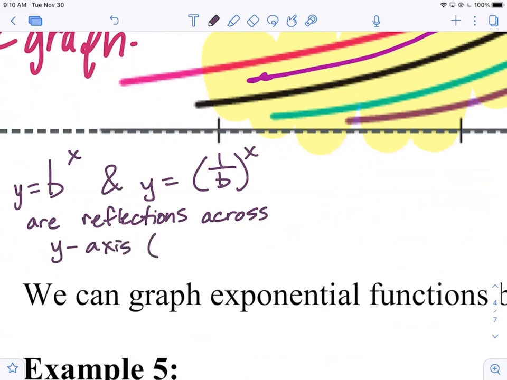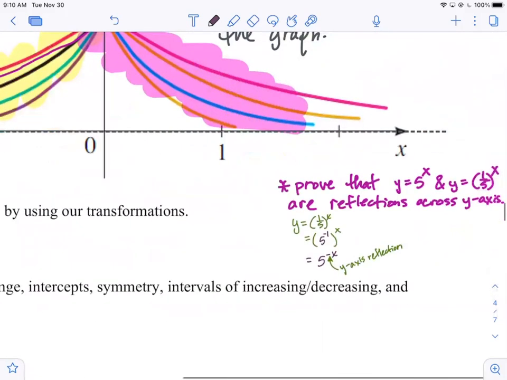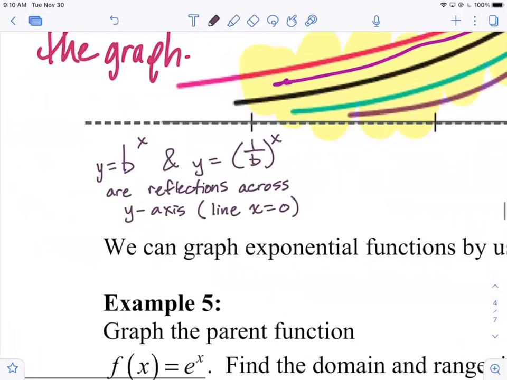What's another name for the y-axis? What's the equation for the y-axis? x equals 0. Yeah, same thing. Okay. And we proved that algebraically. I think we verified it actually for the 5 and the 1/5. But that's how the growth and decay are related to each other.